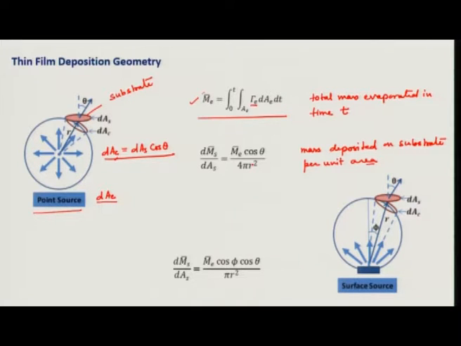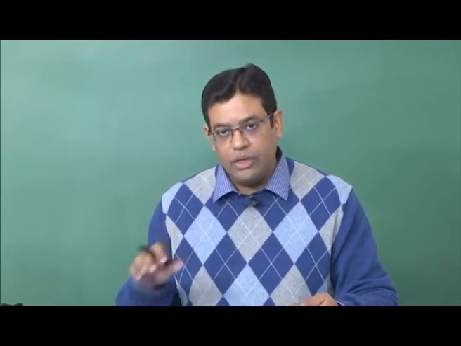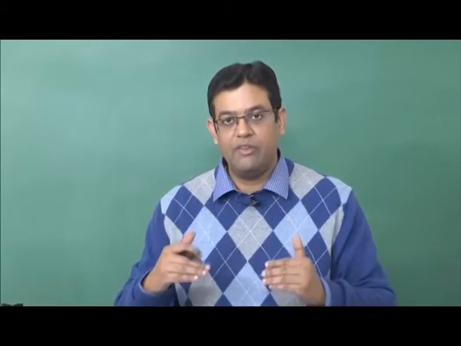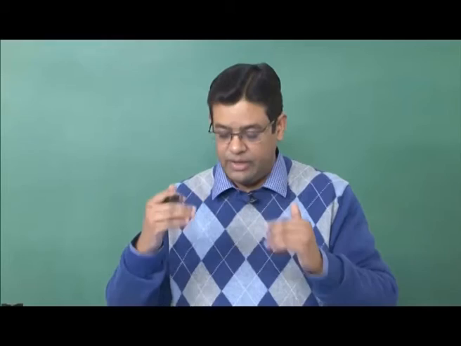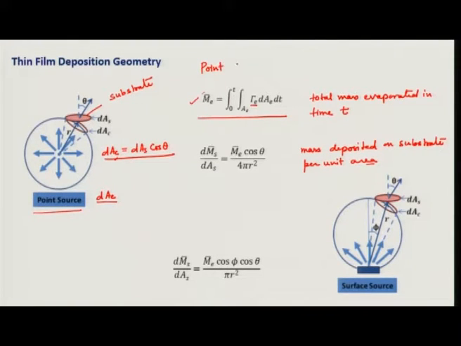Okay. Now, usually we do not use a point source, we usually have our material in some kind of crucible which can be approximated to a surface source, because now our material is evaporating from the surface. So, this was for point source just for simplicity, and this is for surface source.